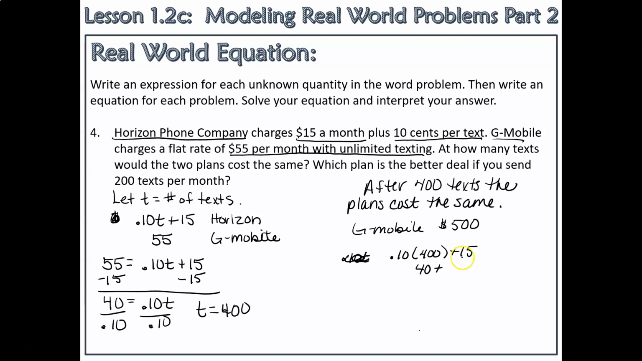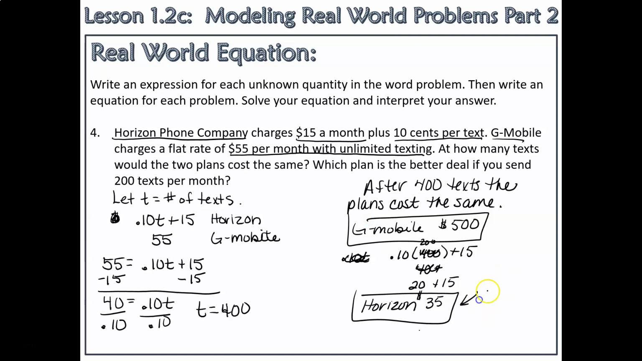Oh, they said 200. Sorry. We're going to put 200 in here. So this is 20 plus 15. So Horizon is only 35 bucks. So at that point, Horizon is cheaper after 200 texts. So your answer is Horizon.